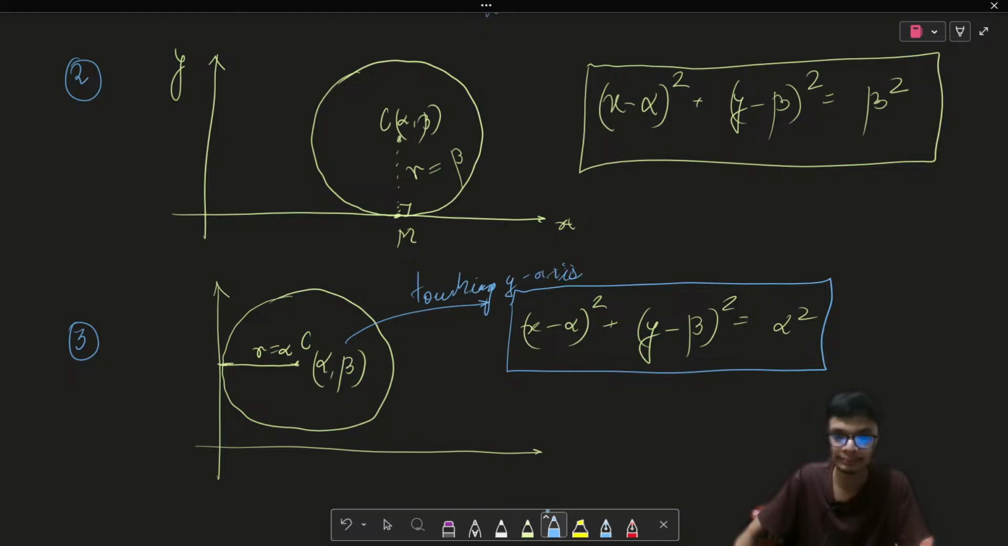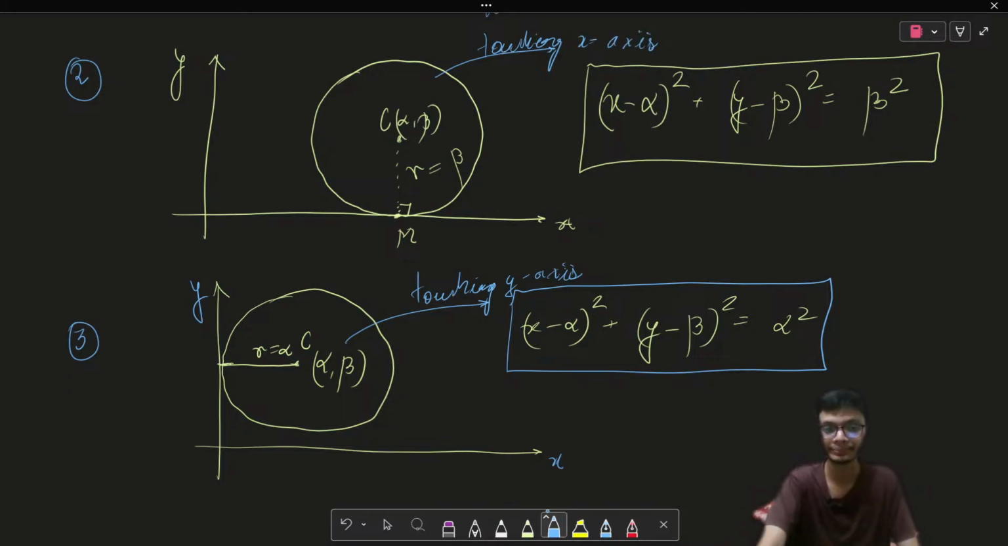Is this part clear? So touching the y-axis, this is the equation of the circle, right? This is the equation of the circle touching the y-axis, and this is the equation of the circle touching the x-axis. I hope these two results are clear.